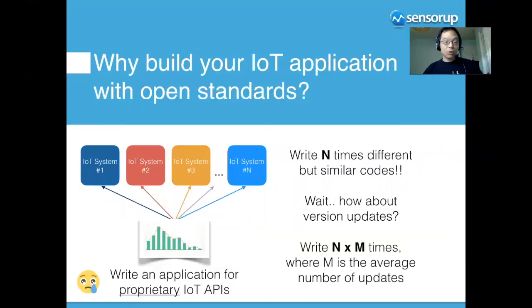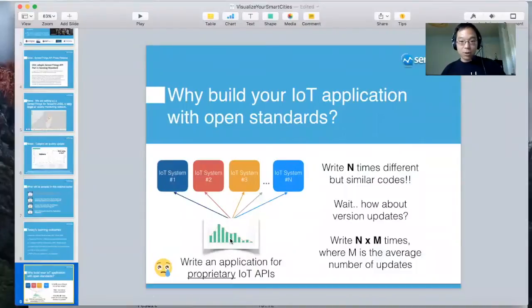When you develop an application, look here, there's my cursor. You want to have a chart, and you get one data stream from one system, a second data stream from a second system, and the third from a third system. That means you need to write ad hoc proprietary code to access 3 different systems, because they are using 3 different APIs. And you know what? All the IoT APIs look similar but different. So that means you need to write n times different but similar code.